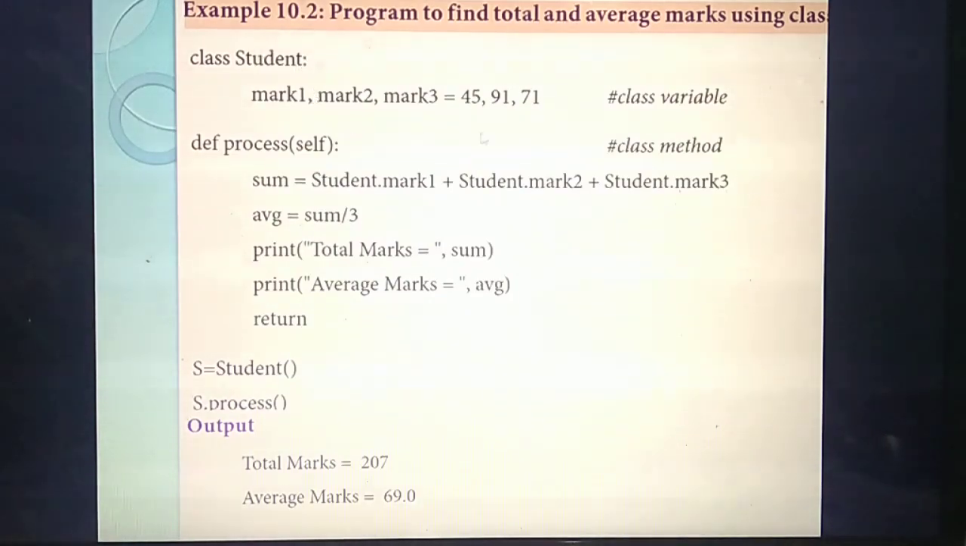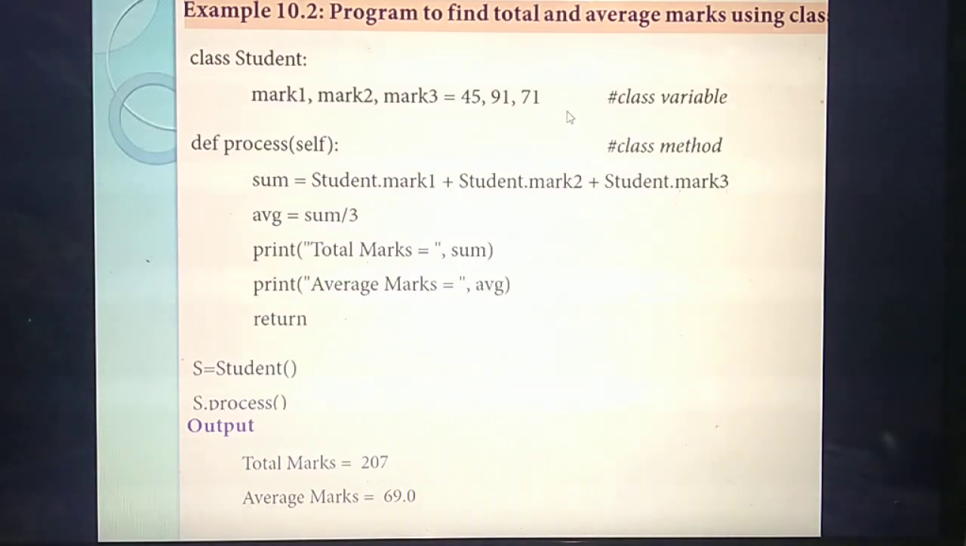Inside, you have defined three variables. What are the variables? Mark 1, Mark 2 and Mark 3. The variables defined in the class we call class variables. What values have they assigned? Mark 1 is 45, Mark 2 is 91, Mark 3 is 71. So now you have created three variables.